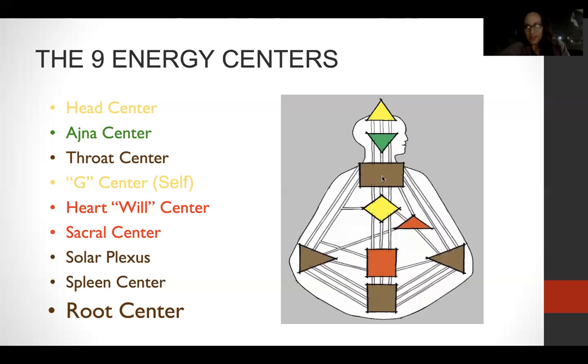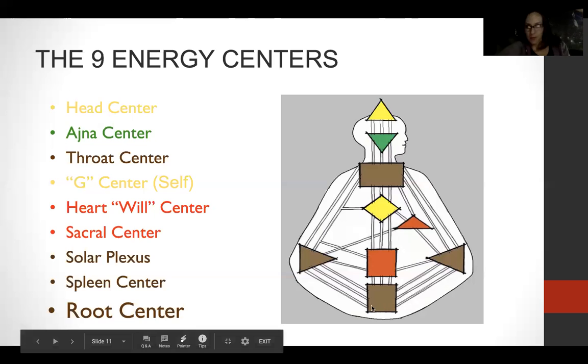The throat center is the square, the brown one. The G center, or some people call it the self, is the diamond in the middle. The heart, or the will center, is to the right. The sacral center is the red square in the middle. And then you have the solar plexus, the triangle on the right. The spleen is the triangle on the left. And the root center is the one on the bottom.